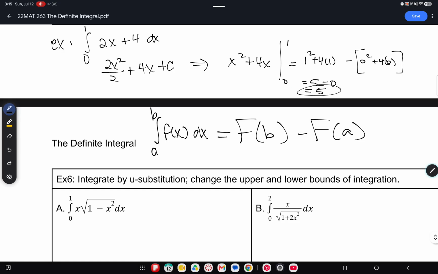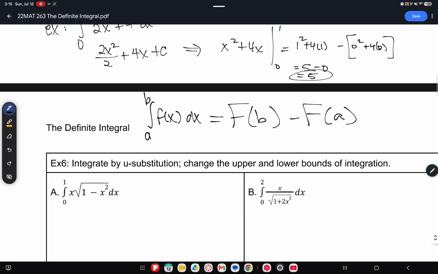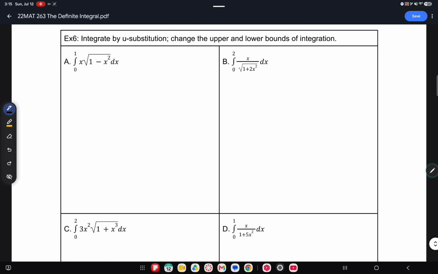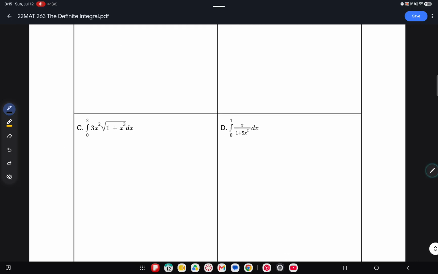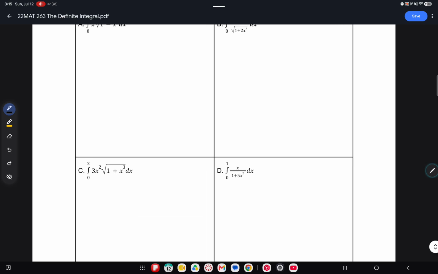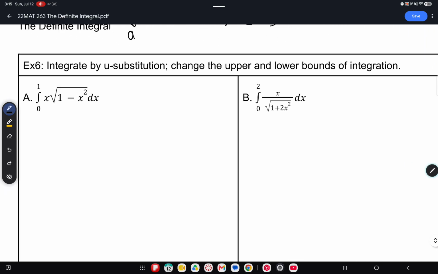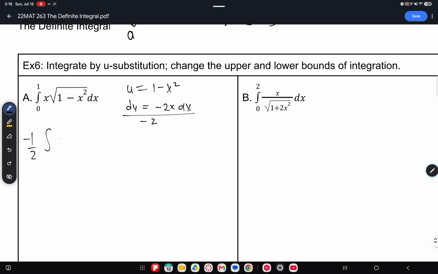So the problem is when we have substitution, we have to change the bounds. Well, we don't have to. I'm going to show you that you can. I'll do 2 of them changing the bounds, and then I'll do 2 of them without. So, okay, if I do my u sub, I have u as 1 minus x squared. Du is going to be negative 2x dx. I just have x dx, so I need to divide both sides by negative 2. So negative 1/2, and then I have the integral of u to the 1/2 du.